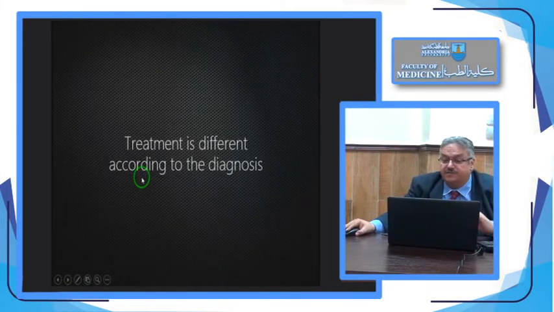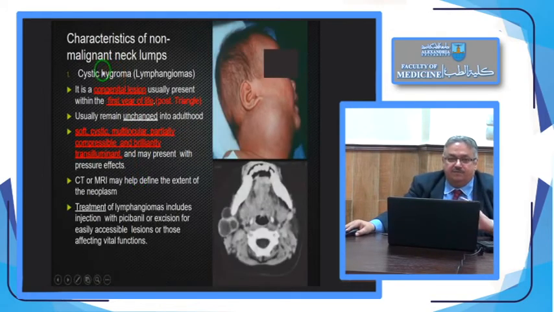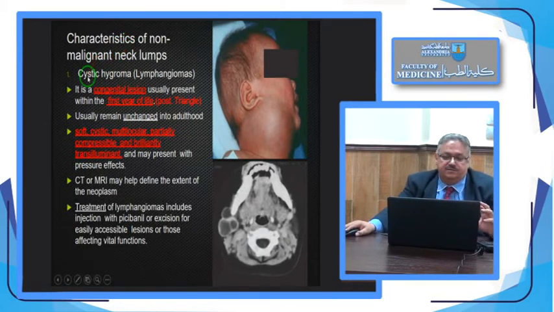So treatment is different according to the diagnosis. So benign and malignant, right? Benign masses, malignant masses. So we'll discuss first the characteristics of non-malignant neck masses. Non-malignant, benign, inflammatory.